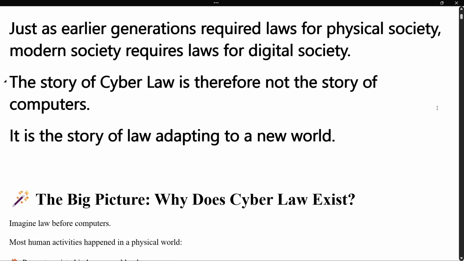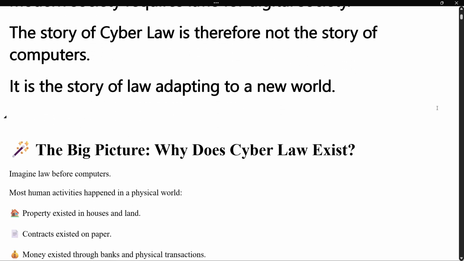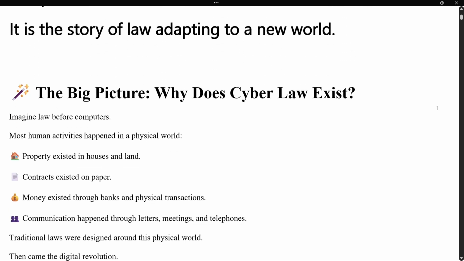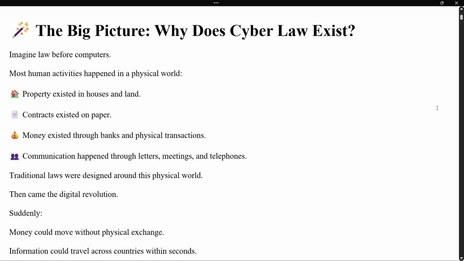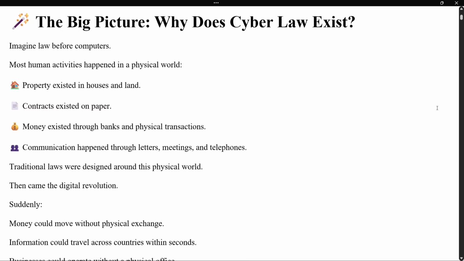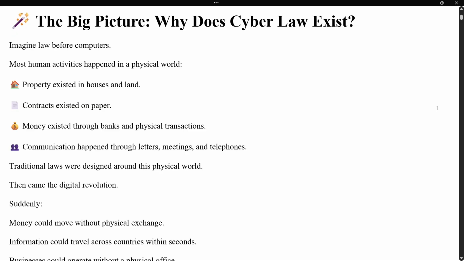The big picture: why does cyber law exist? Imagine law before computers. Most human activities happened in a physical world. Property existed in houses and land. Contracts existed on paper. Money existed through banks and physical transactions. Communication happened through letters, meetings, and telephones. Traditional laws were designed around this physical world.